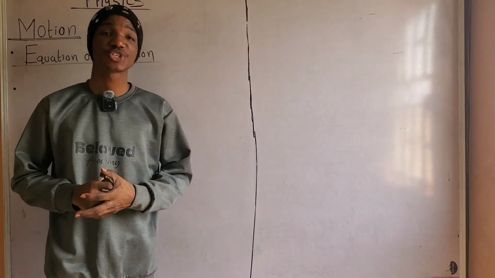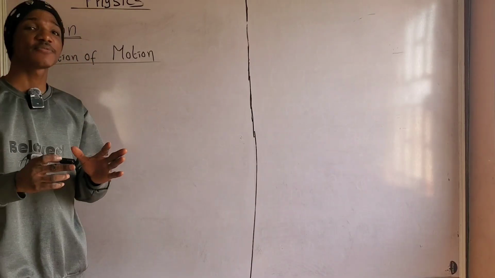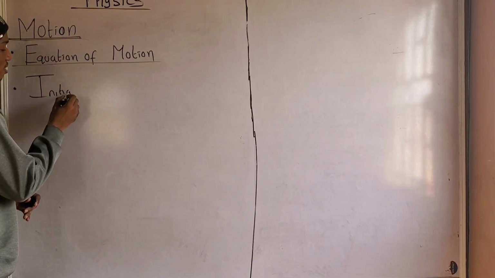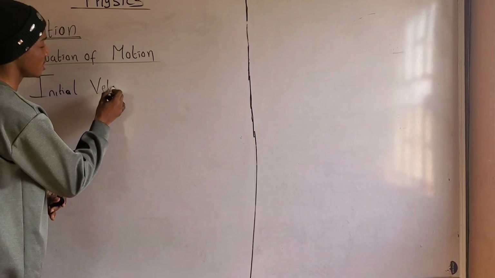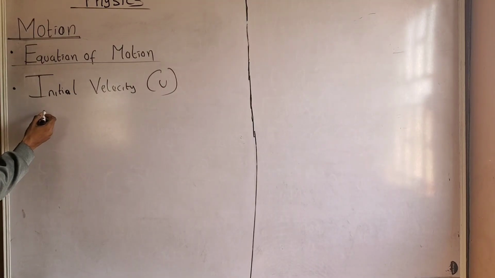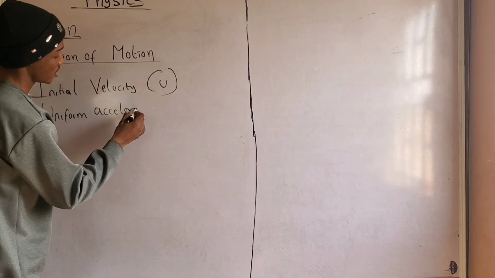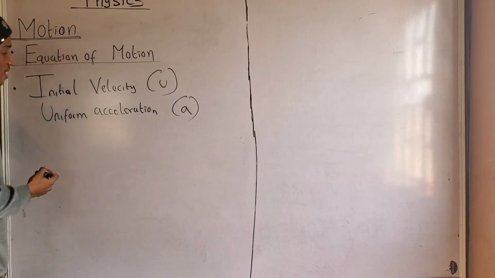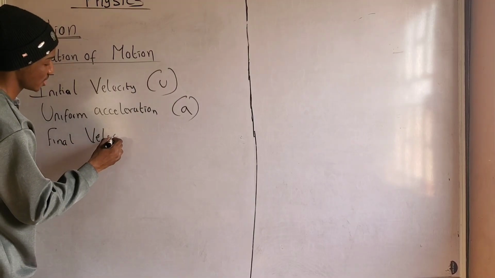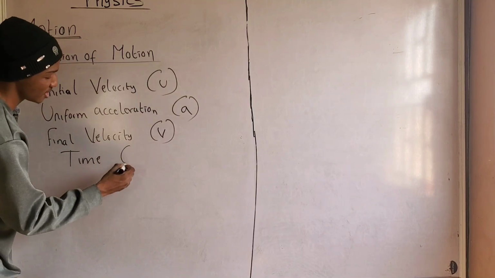Let us proceed to the equation of motion, also known as the equations of uniformly accelerated motion. Let's say we have a body moving with an initial velocity u. The body accelerates uniformly, with uniform acceleration a, and attains a final velocity v at time t. The time is represented as t.